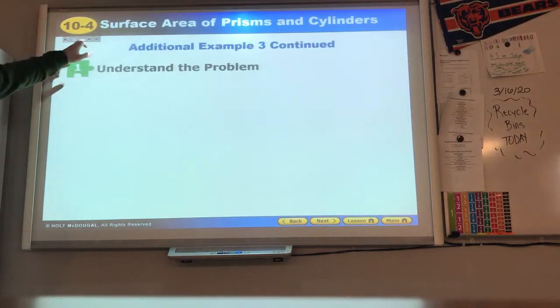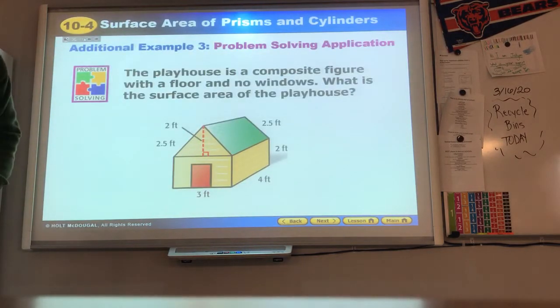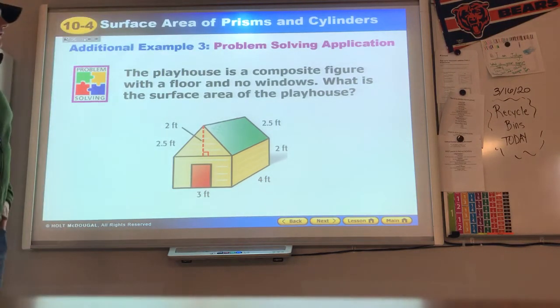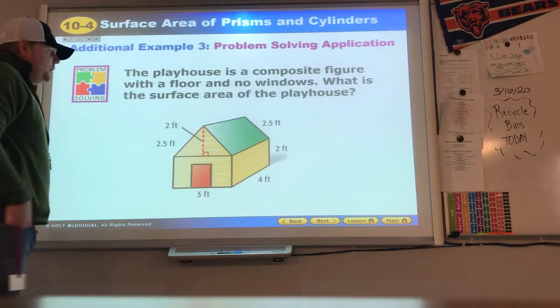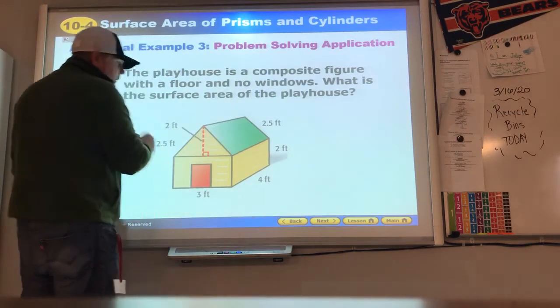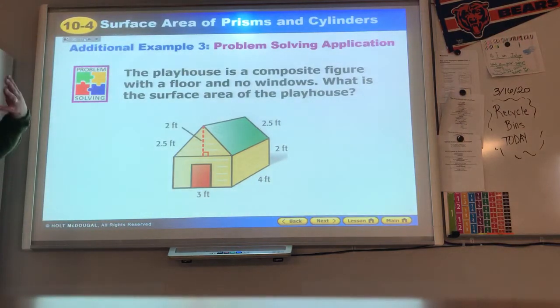All right. Now, then they want to throw in this. I think of a log cabin. I'm thinking of the two different areas. The playhouse is a composite figure with a floor and no windows. What is the surface area of the playhouse? They become kind of a pain because I know I have to find this edge, the one on the other, the two triangles, 1, 2, 3, 4. I only have to find bits and pieces and parts of this.